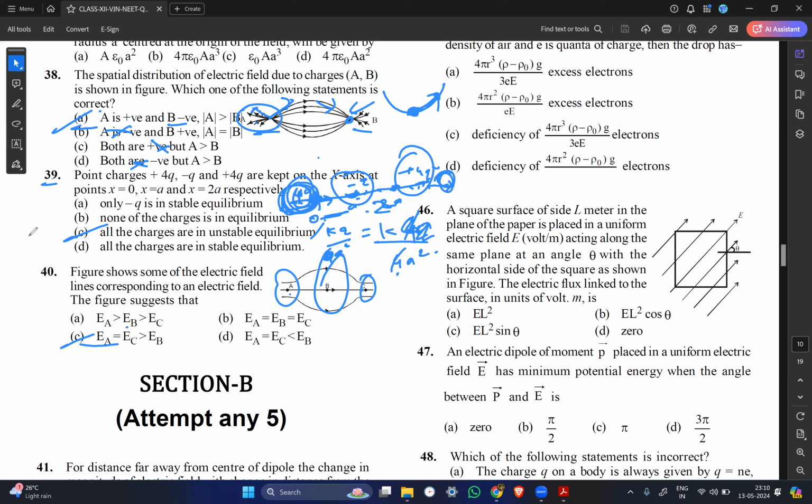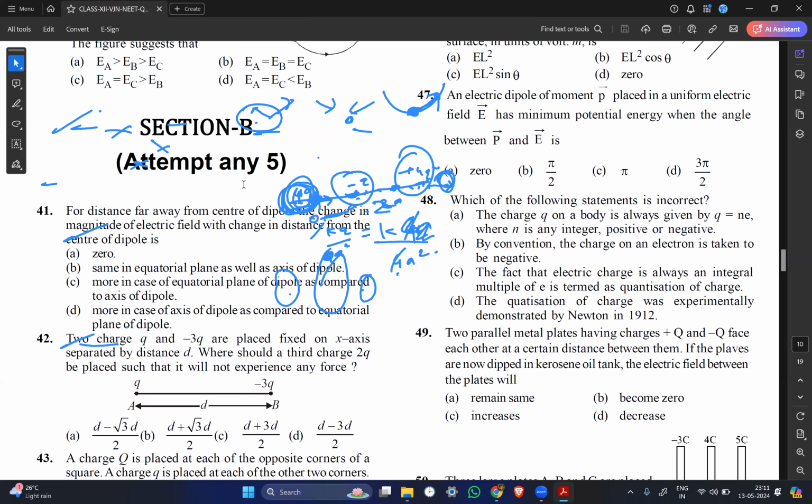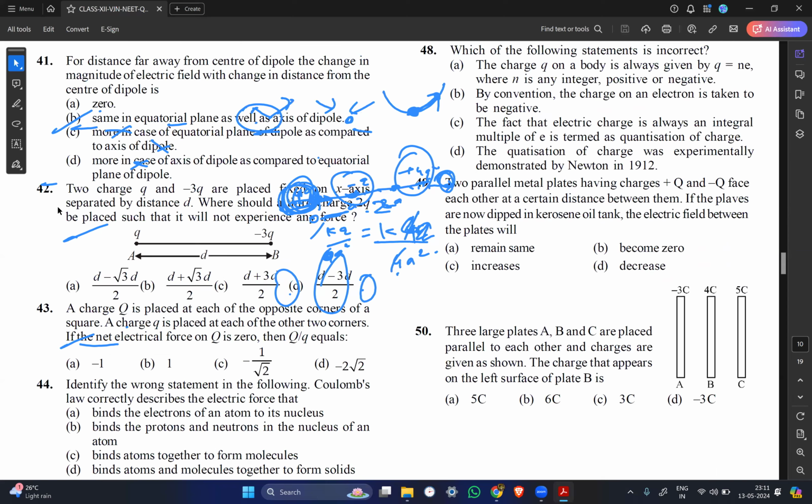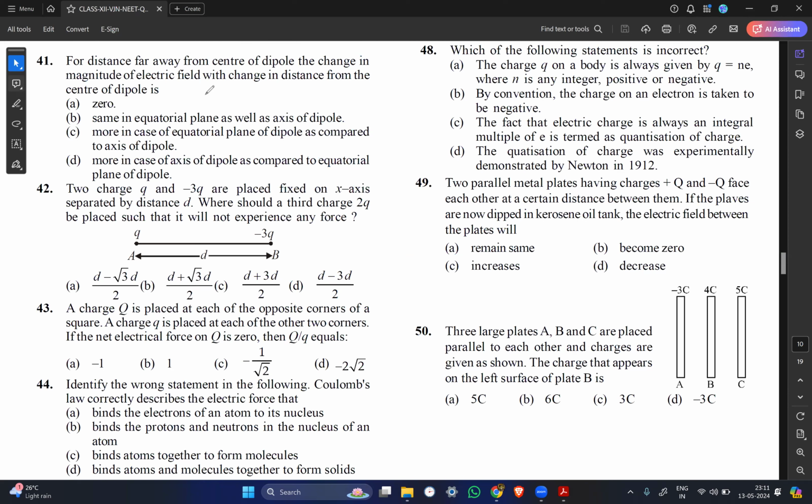Okay. And 41. For distance far away from the center of the dipole, the change in magnitude of the electric field with change in distance from the center of the dipole is asked. So it is k into 2p by r cube for the axis, and for equatorial it is kp by r cube. Right? So it is more in the case of the axis as compared to equatorial.